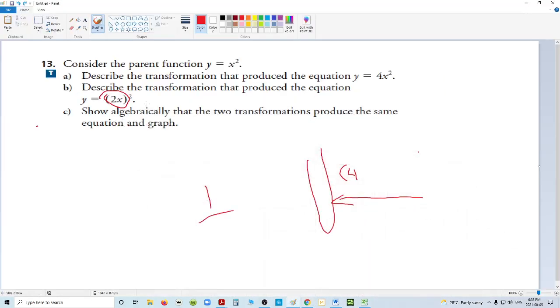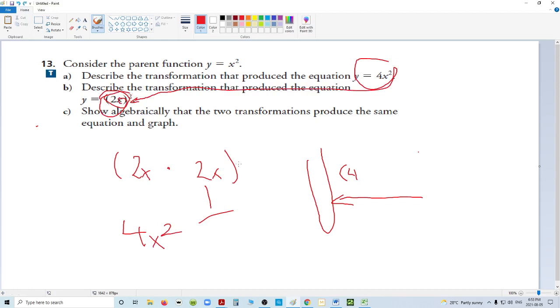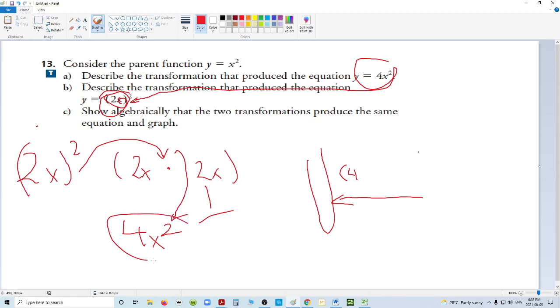Let's do it algebraically. What is 2x squared? It's 2x times 2x. What is 2x times 2x? It's 4x squared. So you can see that this is the same as that. This has just been written inside the square. But you can see algebraically, they're the same thing. Since 2x in brackets squared is the same as that, and that's the same as that, it's clear why these graphs are the same, just written differently. And that's how we show it algebraically.